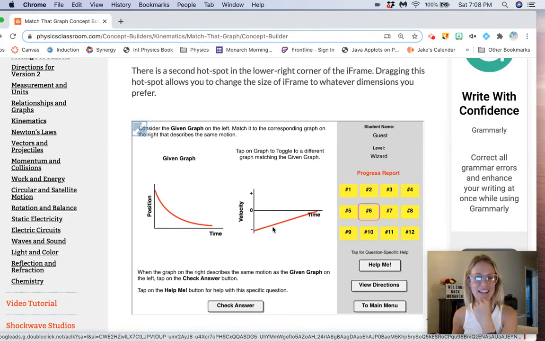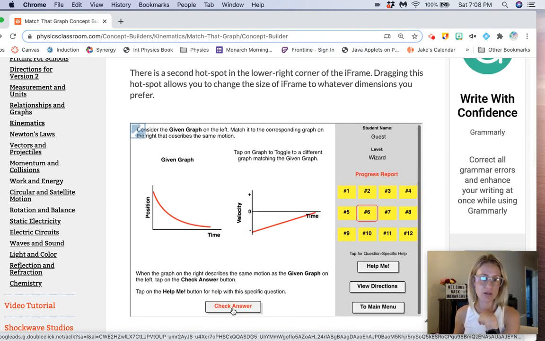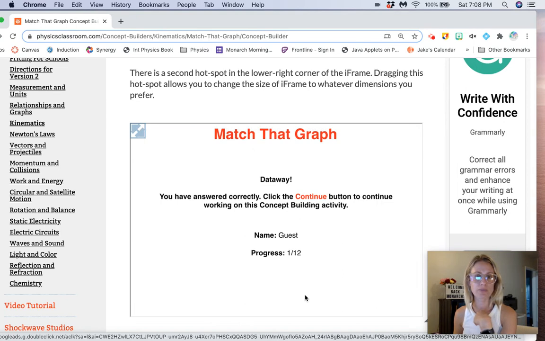I didn't even mean to do that. But do you see how this velocity starts high and negative and then goes to 0? The slope starts high and negative and goes to a slope of 0. So you want a velocity that starts high and negative and goes to a velocity of 0. So then you click check answer and it'll tell you right away. Yeah, you did a good job, basically.